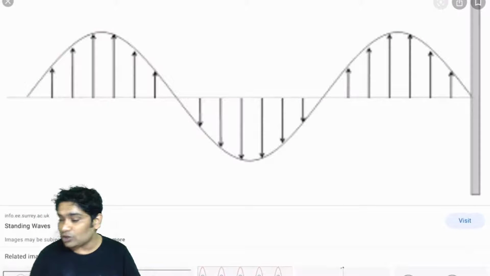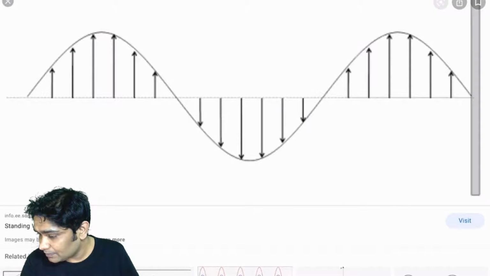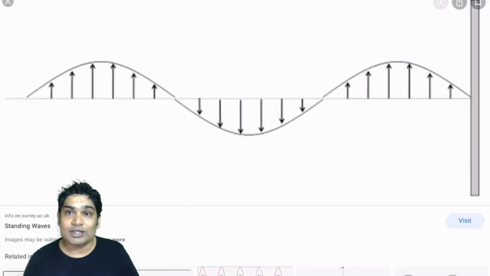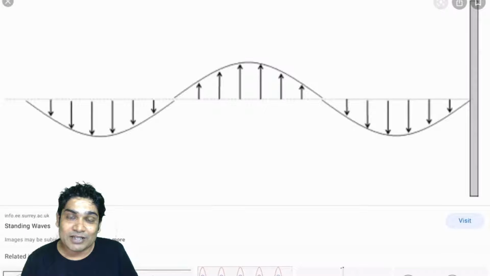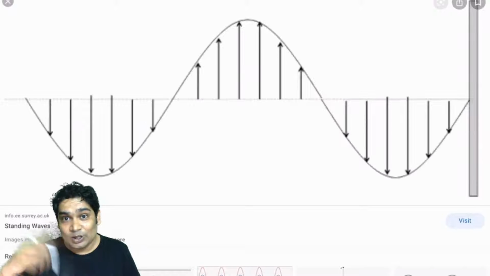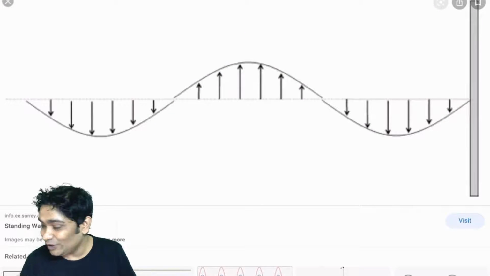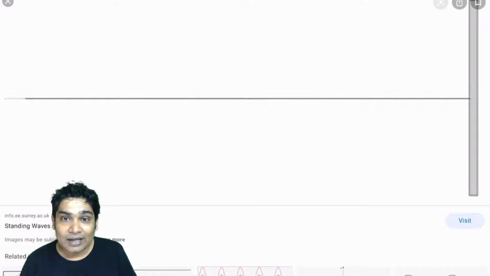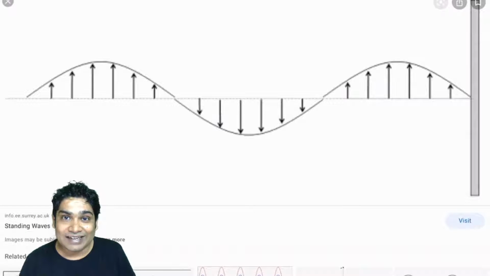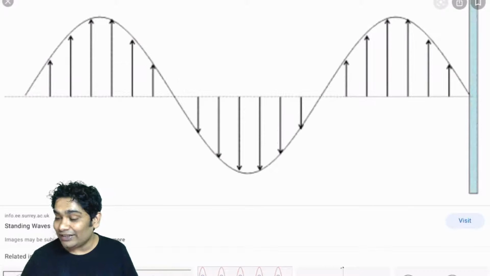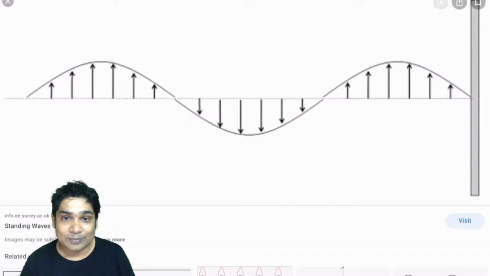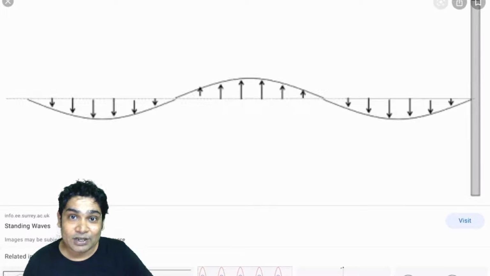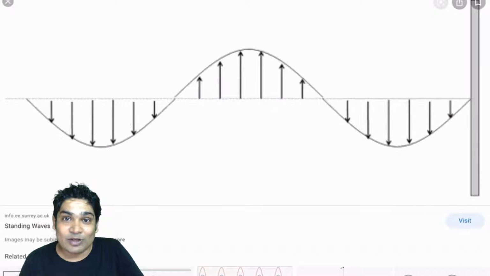So here, just focus on this. This is how a standing wave is. When you have a standing wave passing through a medium, this is how those waves would vary. I hope you can see that and visualize that. So the string is going like this. It's going up and down. It's vibrating like this. Pay attention to this. This will help you visualize what is happening in a standing wave.